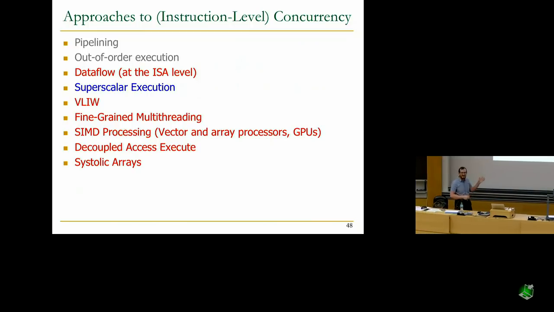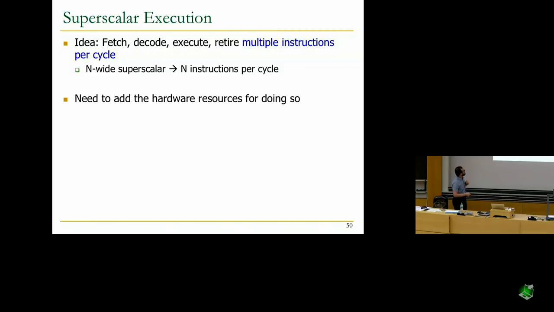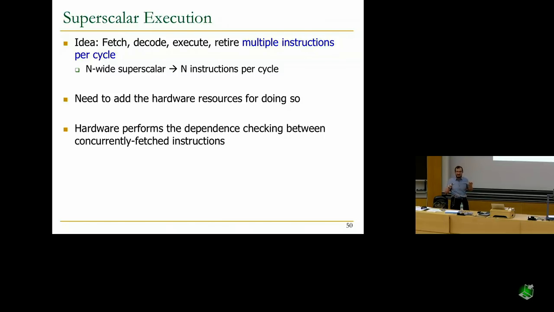Okay, let's talk about superscalar. This is an easy concept, as I said, and the concept is very simple. As opposed to fetching, decoding, executing, and retiring one instruction per cycle, you do it for two instructions per cycle, or actually n instructions per cycle, essentially multiple instructions per cycle. So n-wide superscalar means n instructions per cycle. You're able to fetch n instructions per cycle, which means that you need to add the hardware resources for doing so. And superscalar is special because hardware performs the dependence checking between concurrently fetched instructions. We're going to contrast this later on to VLIW, where it's the responsibility of the software to ensure that instructions are not dependent on each other.